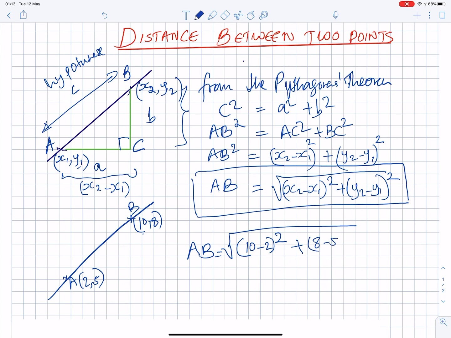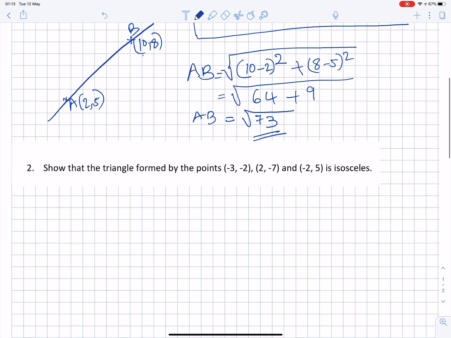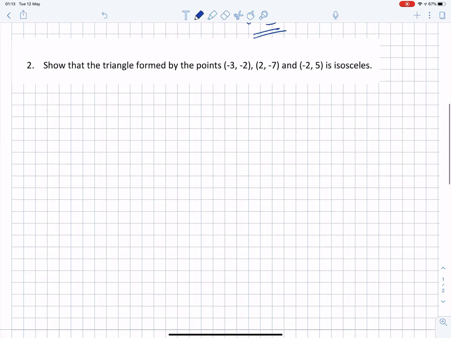So the answer to that is, well, 10 take away 2 squared, that's 8 squared, which is 64, plus 8 take away 5 is 3, that's 9. So AB then is the square root of 73. Okay, you can leave it like that, or if you're asked to give exact, well, this is the exact form, in any other form, then you can use your calculator.